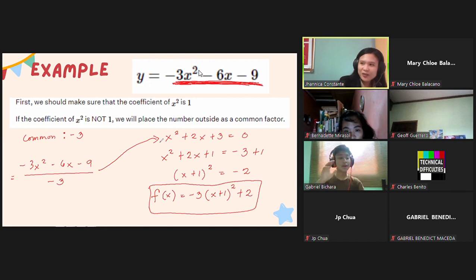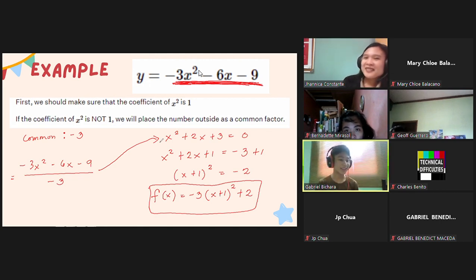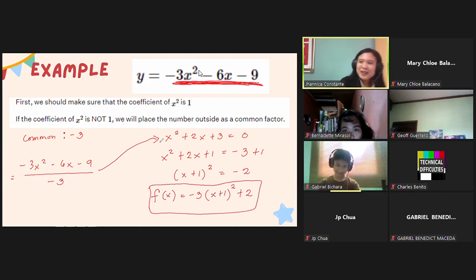Okay, for this example, what if there's no common factor? Okay, what if there's no common factor? We have here... Can I clear the screen for this example?